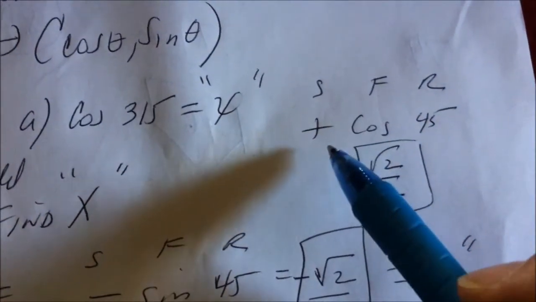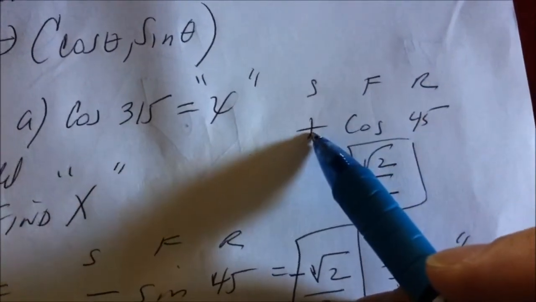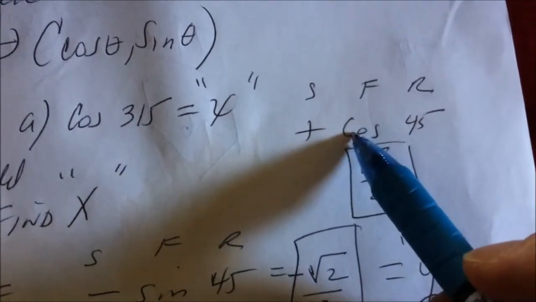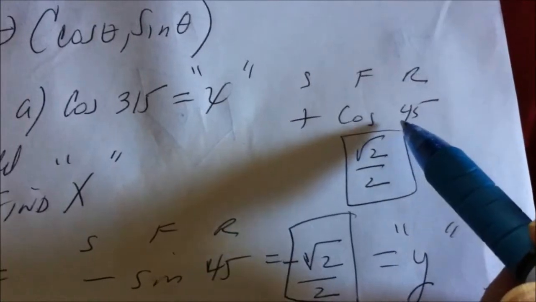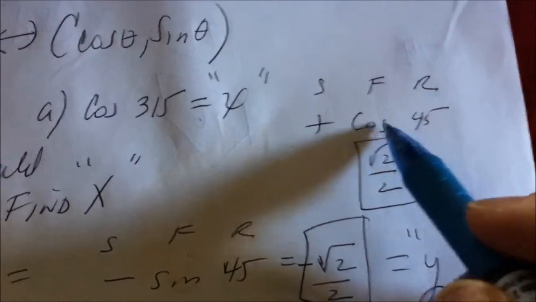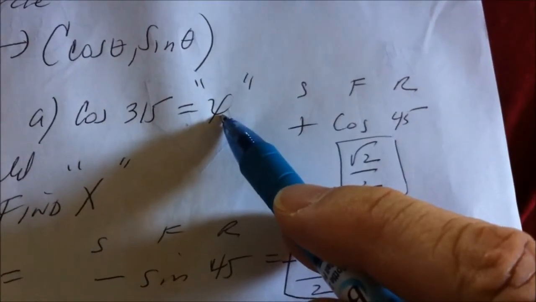So cosine of 315, we're going to do the exact thing that we did. SFR. 315 is in the fourth quadrant. That's where the cosine is positive. The function is cosine, 315, because you do 360 minus 315 to get 45. So radical 2 over 2 represents the cosine of 315, or x.